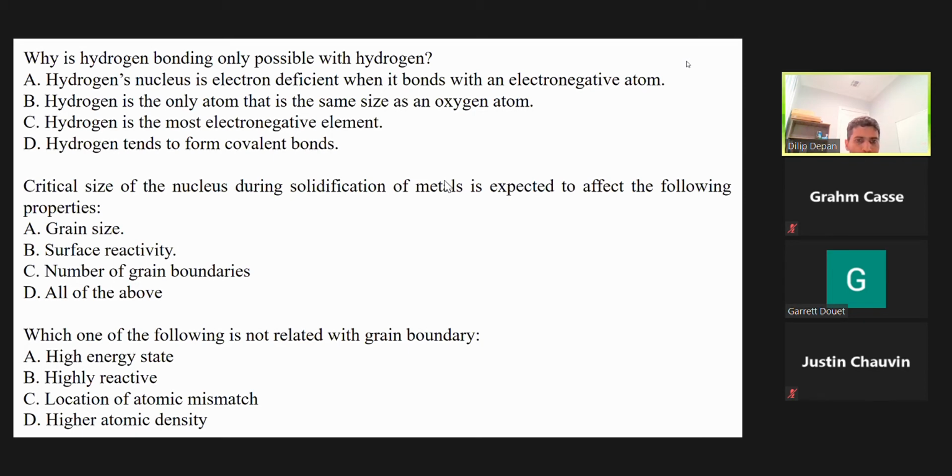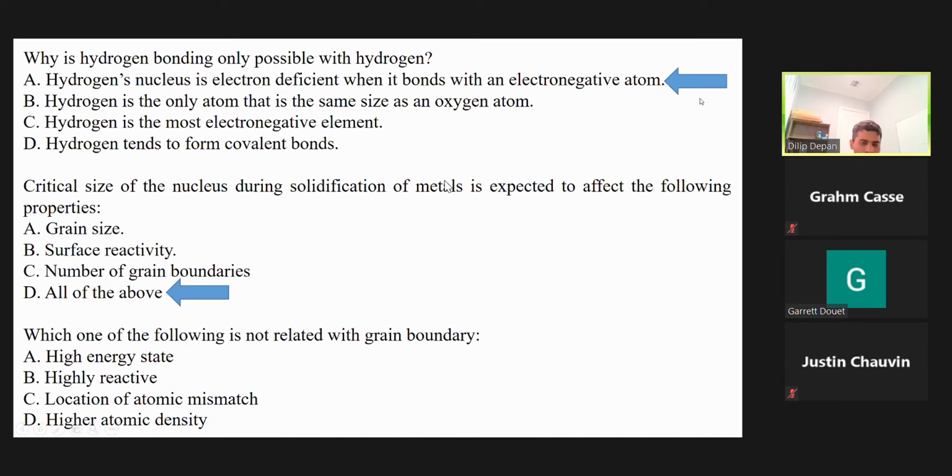Critical size of the nucleus during solidification of metals is expected to affect the following properties. Oops. Oh, okay, I could not see that arrow because of this screen. Yes, right answer here is D.